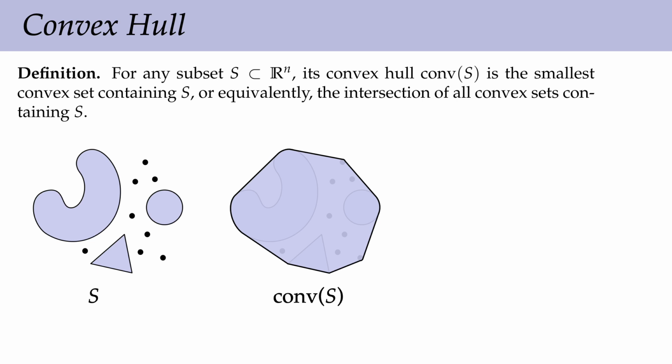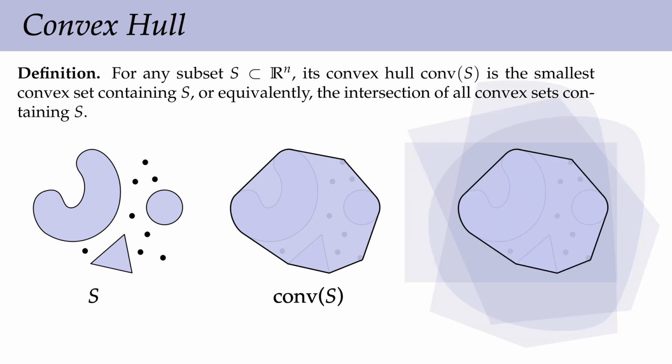And a different way to think about this convex hull is to take any convex shape that contains S. I've drawn a few overlapping shapes here that are convex and contain S. And if I start intersecting these shapes with each other, then the intersection gets smaller and smaller and smaller and smaller until again I have this tightly wrapped convex hull.